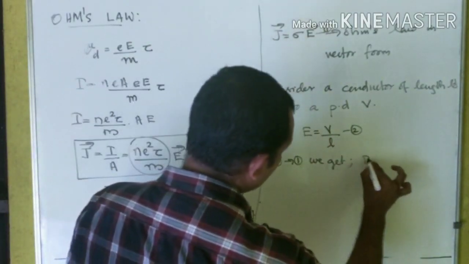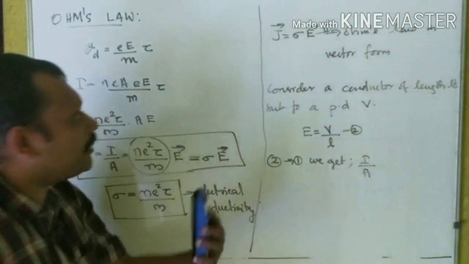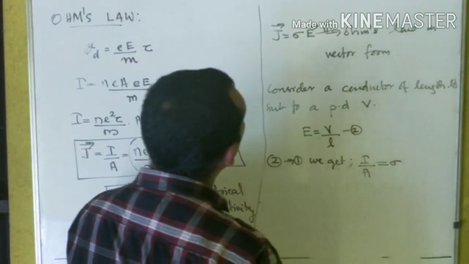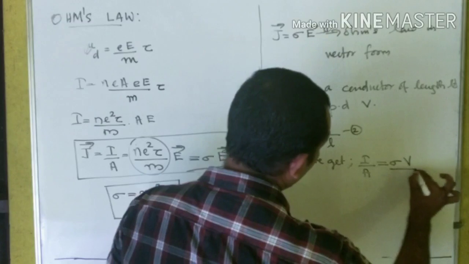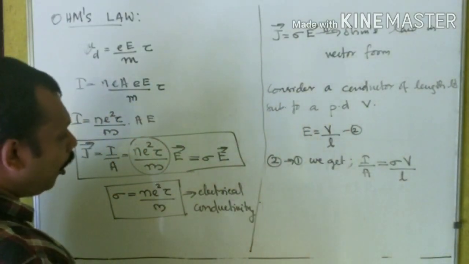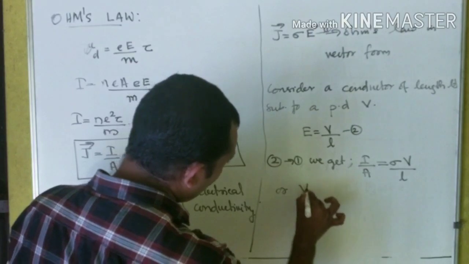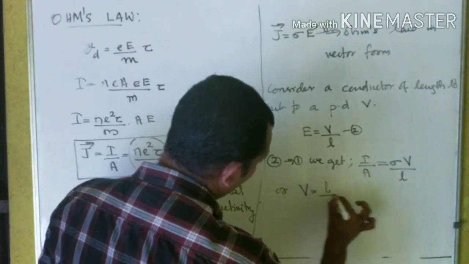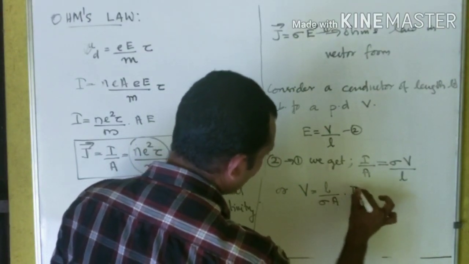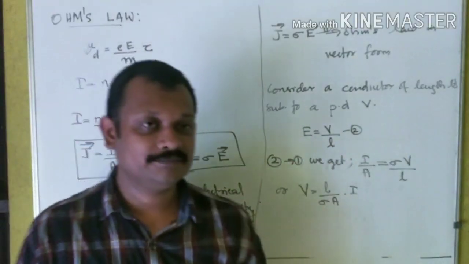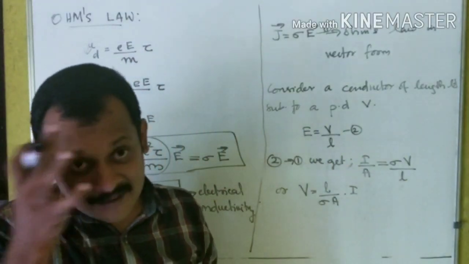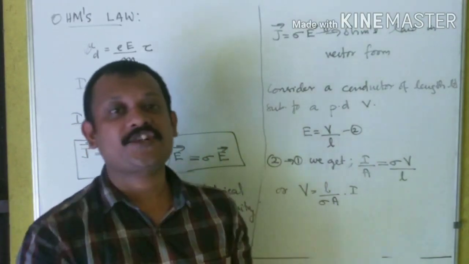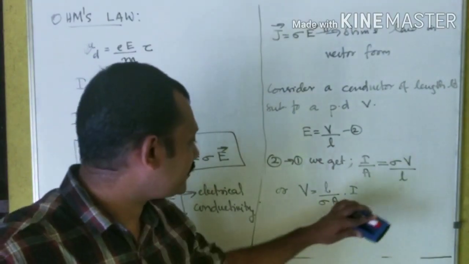J, I will write as I divided by A. J is I by A, right? Current density is current per unit area. That is equal to sigma into V by L. Or V is the potential difference, equal to L divided by sigma A into I. What is L? L is the length of the conductor, which is a constant. What is A? A is the area of cross section of the conductor, that is a constant.